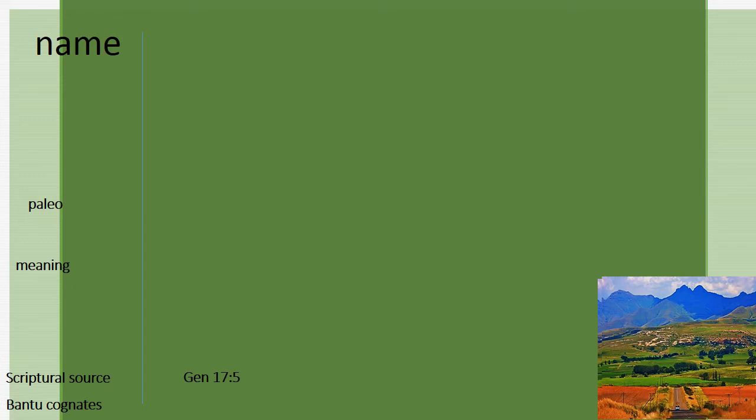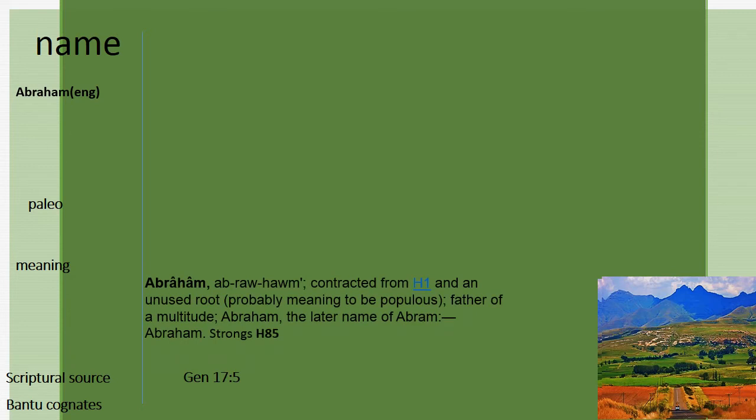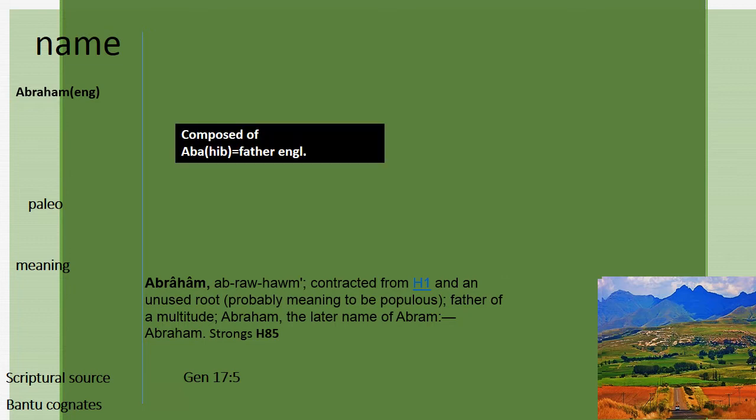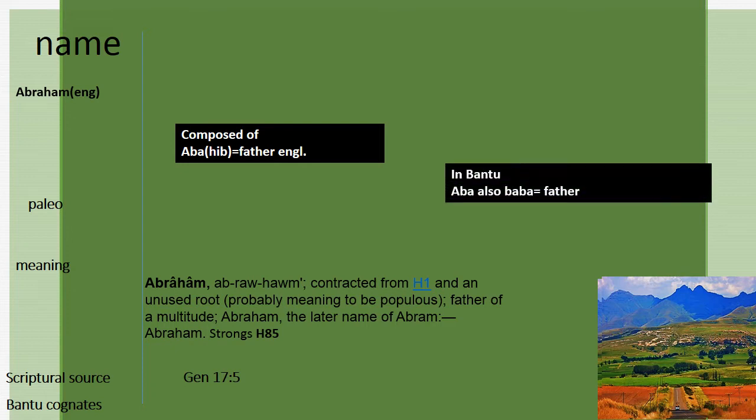In this slide, we are confronted with a name that has been translated from Hebrew to English as Abraham. This, of course, is a translation that is not the real meaning of the word or the name. Now, if we look at Strong's dictionary or Strong's reference, we see that Strong's has described it like this: contracted from H1. We know when we look at H1, it says Abba, meaning father. And we know that in Bantu, father is also Abba and has cognates as well for father, which are close to Abba, a Bantu name for father, such as Baba and others as well.